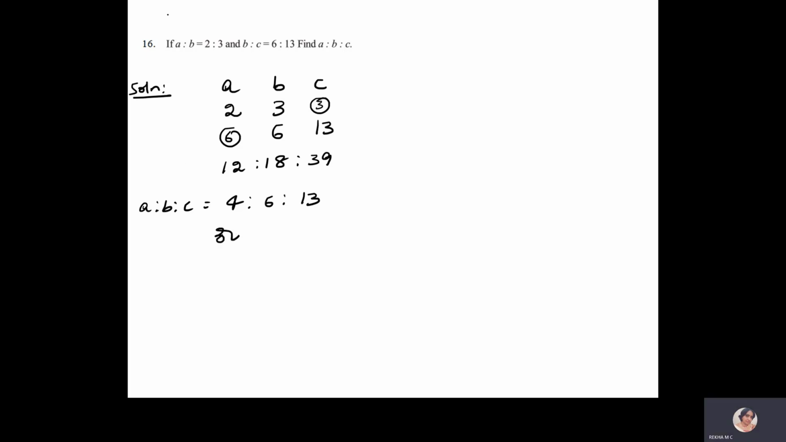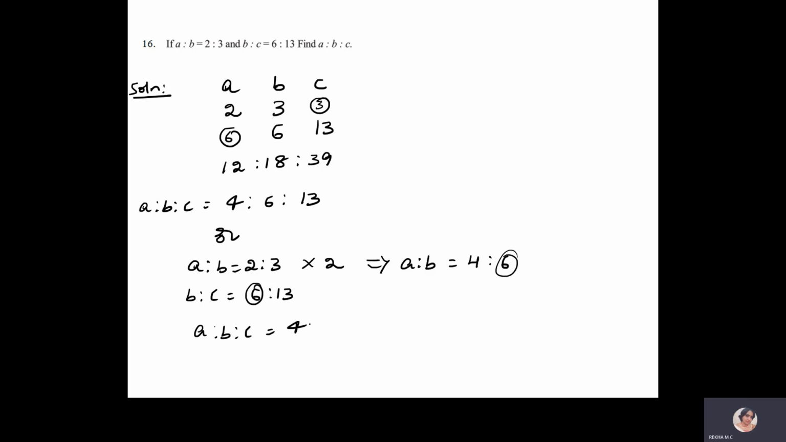Or you can also solve in this method. A is to B is equal to 2:3. You can just multiply by 2. B is to C is equal to 6 is to 13. So this can be written as A is to B is equal to 4 is to 6. So once these two are same, B is same, then I can write it as A is to B is to C is equal to 4 is to 6 is to 13.